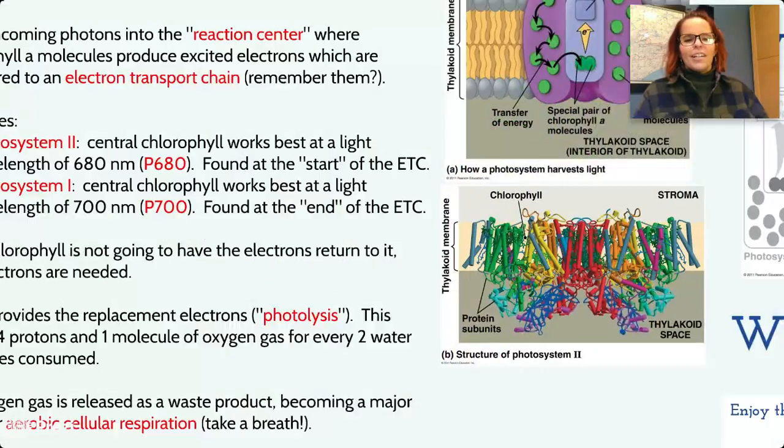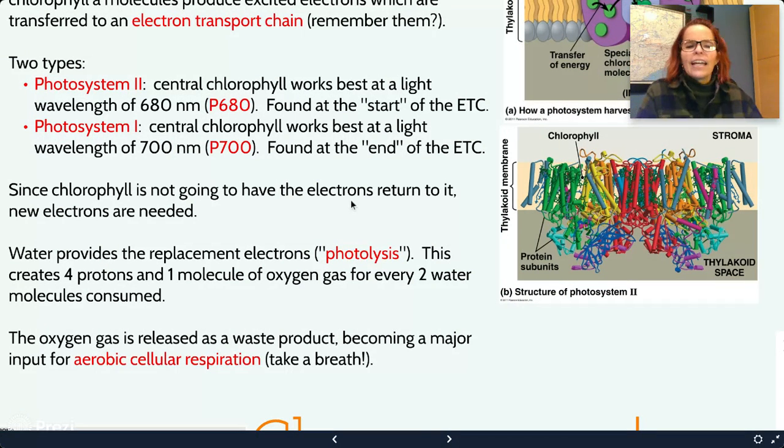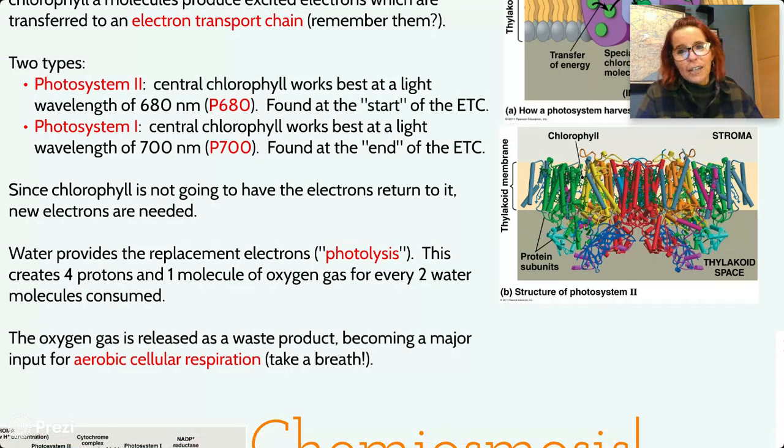All right. I'm back over on the reading here. Since chlorophyll is not going to have electrons returned to it, new electrons are needed. I already told you where those new electrons are coming from. Water provides the replacement electrons. This is called photolysis. So photo refers to light, and then lysis, we're breaking something when we lyse it. So photolysis is happening to water and breaking the water up.